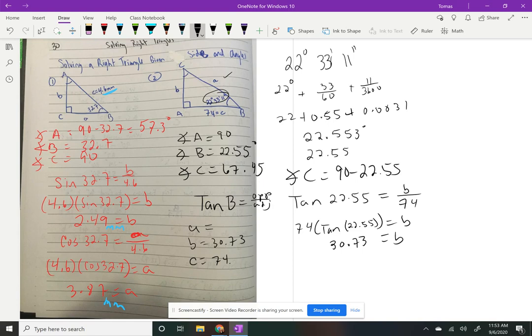In this case, the letters are a little off, right? But A is supposed to be our hypotenuse, so that would be our C squared. We could do that. Or we could just plug in our newly acquired B, and solve for sine of 22.55, which would be opposite, which is this one, 30.